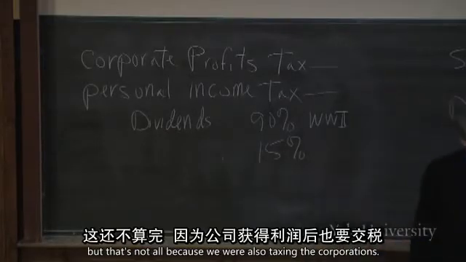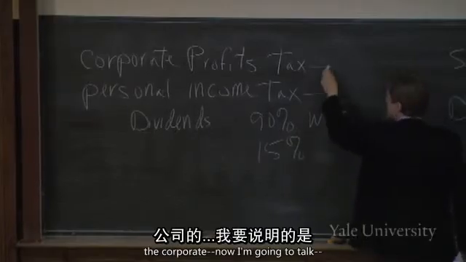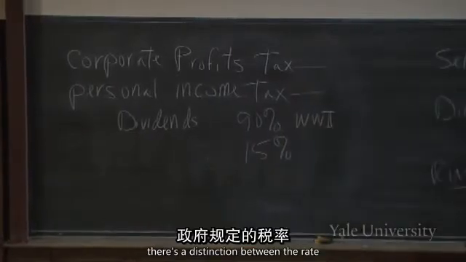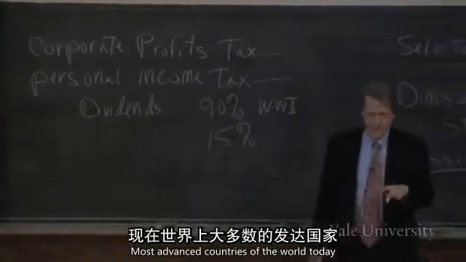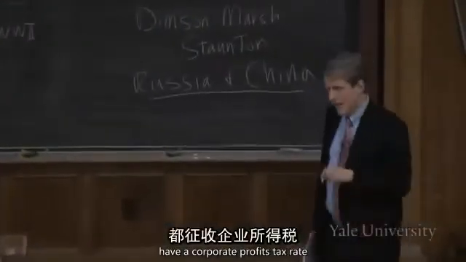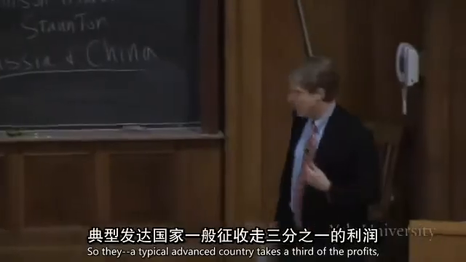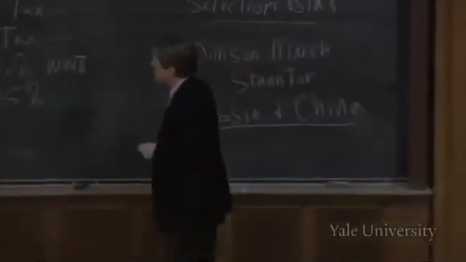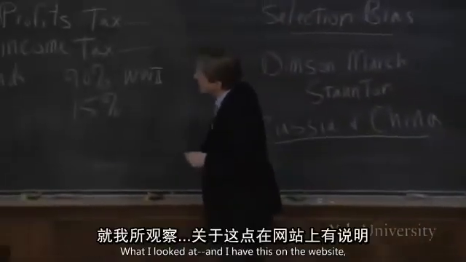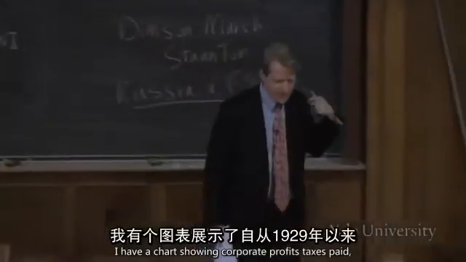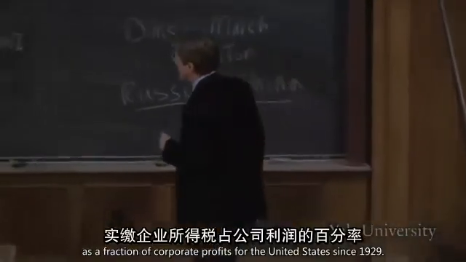But that's not all, because we were also taxing the corporations. And in the early post-war period, the corporate... Now, there's a distinction between the rate that they charge and the actual amount that they take. Most advanced countries of the world today have a corporate profits tax rate for large corporations of about 1/3. So a typical advanced country takes 1/3 of the profits. But that's not the actual amount that they pay, because the tax law is so complicated and there are so many loopholes. So what I looked at, and I have this on the website, is a chart showing corporate profits taxes paid as a fraction of corporate profits for the United States since 1929.